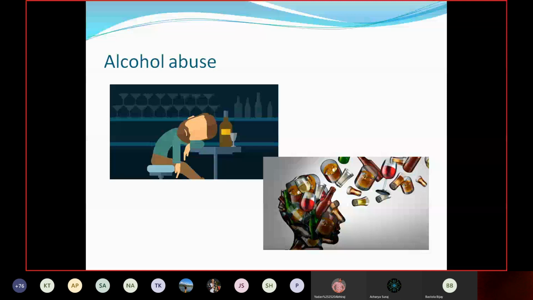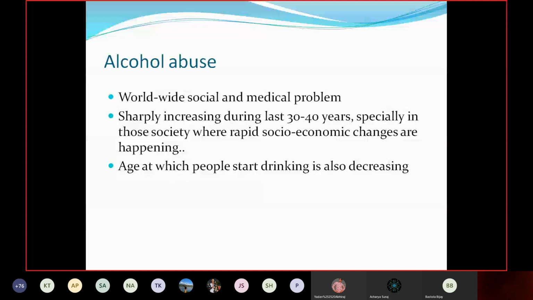Another is alcohol abuse. A very big problem, very commonly seen, with lots of consequences also. Alcoholism is a worldwide social problem and also a medical problem. If you have a habit of reading the newspaper, which contains public health related articles and activities, you will observe that over the last 30, 40, 50 years, alcohol consumption has increased in quantity and frequency in all societies, in all parts of the world.